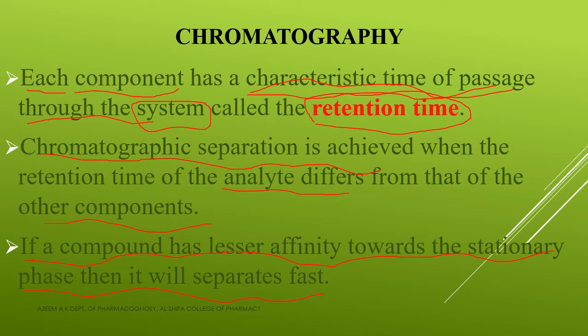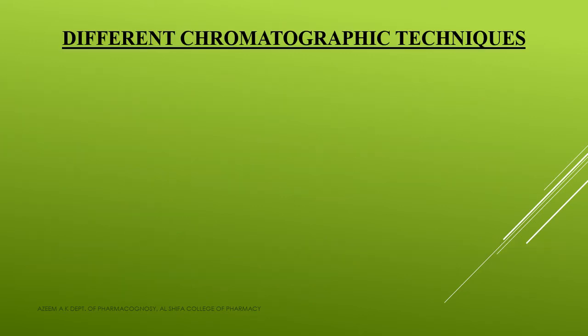Clear? Now, if a compound is having lesser affinity towards the stationary phase, so this is one part of the system, the other is mobile phase. So here if a compound is having lesser affinity towards the stationary phase, then that will be separated fast, not first, it will be separated fast. Clear? So this is another principle of chromatography. Now we can see about the different chromatographic techniques.